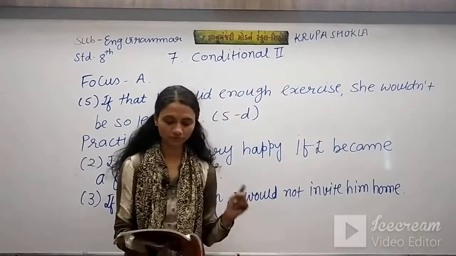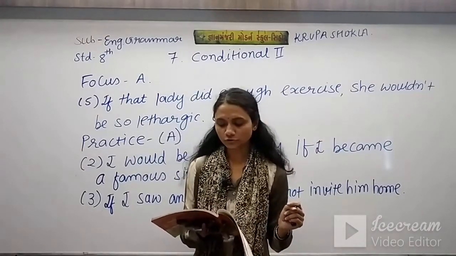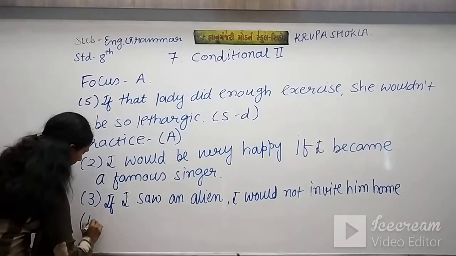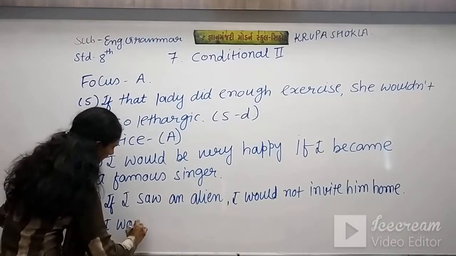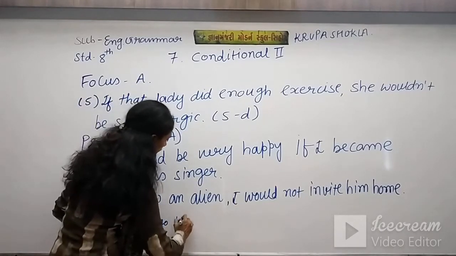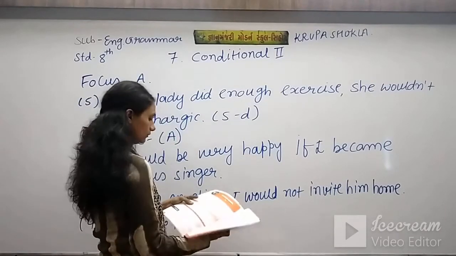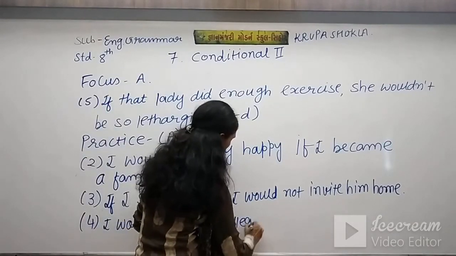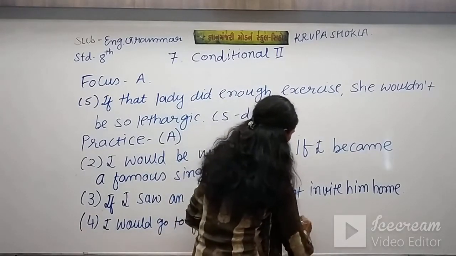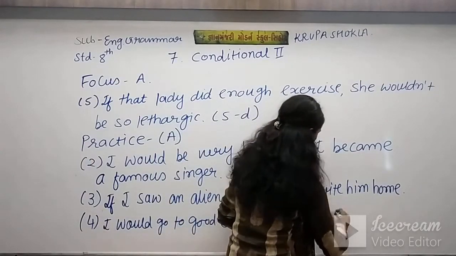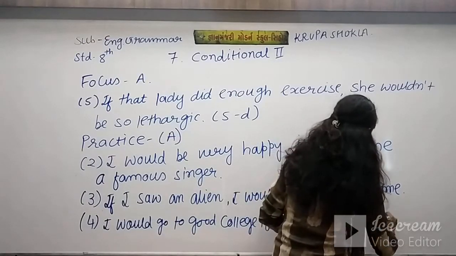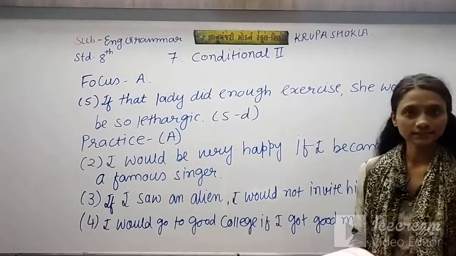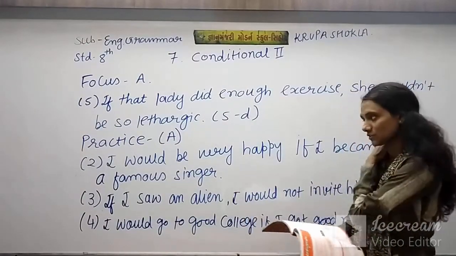This is the third one. Number 4 is, got good marks, go to good college. I would go to a good college if I got good marks. Okay, so this is practice exercise A. Still 2 sentences remain. Please note this down, students.